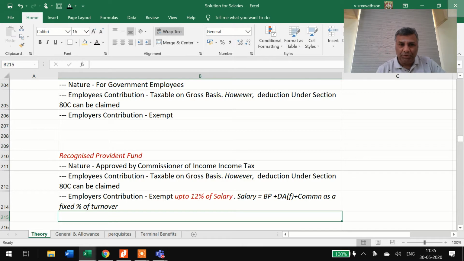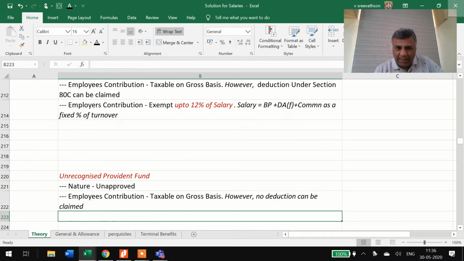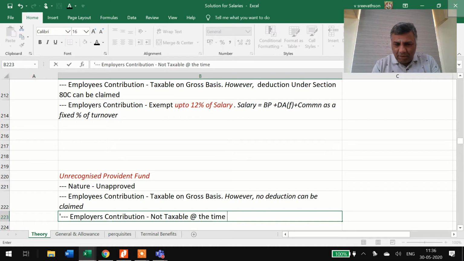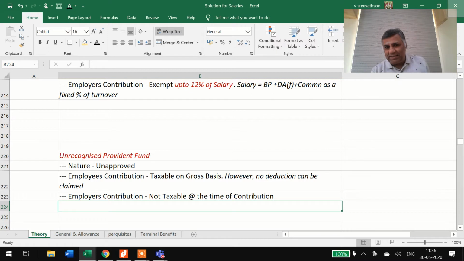Employer's contribution. Similarly, in URPF, employer's contribution is not taxable at the time of contribution. I'm not saying not at all taxable. Wait, you will understand. As of now, in that column, you would have written not taxable at the time of contribution.